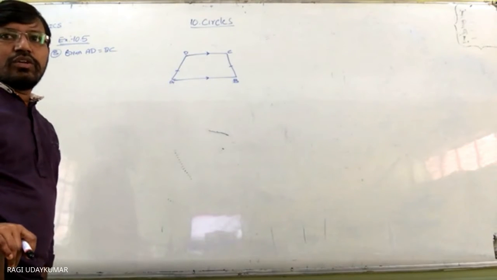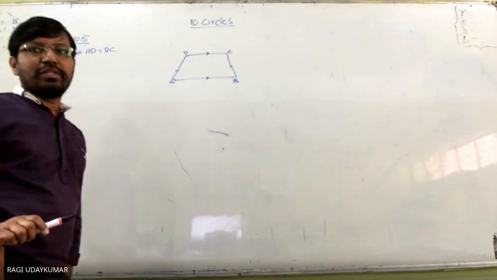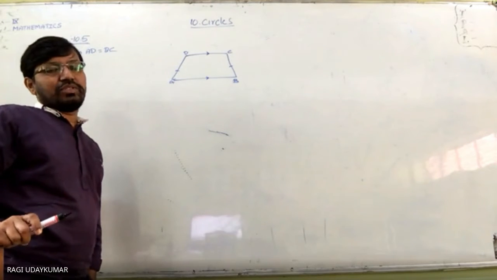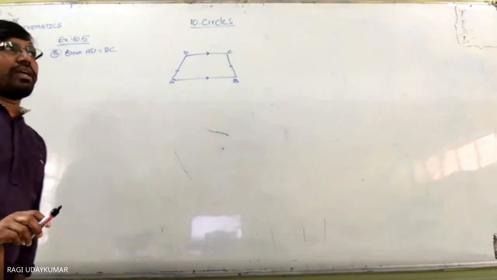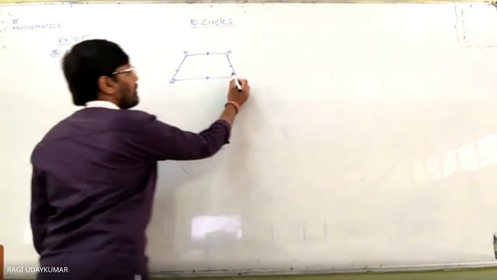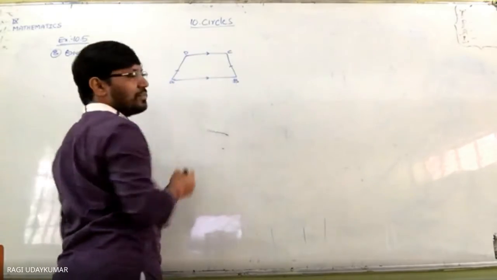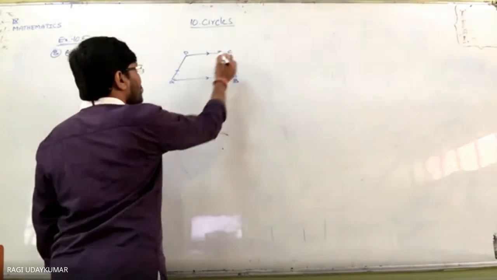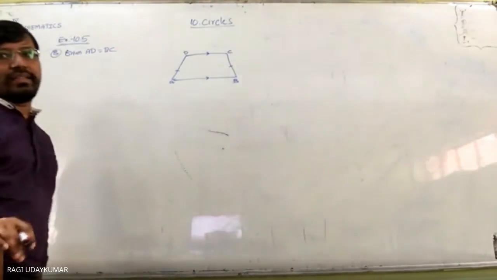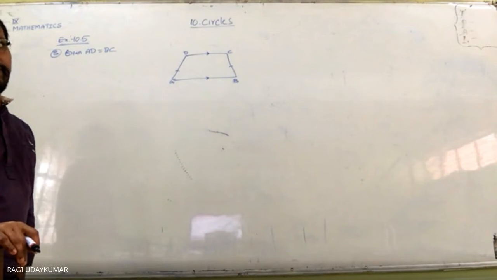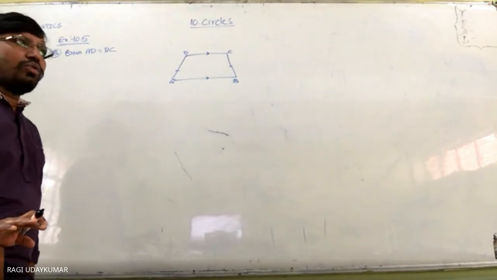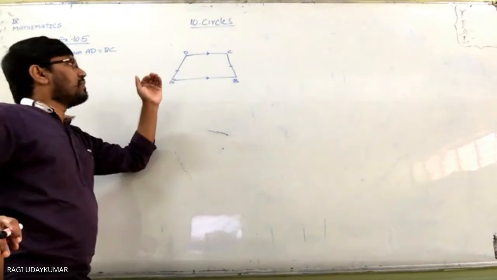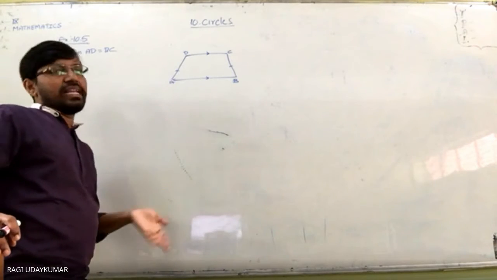So here we have to prove this trapezium is a cyclic trapezium. Cyclic we have to prove, right? If you are proving that the sum of this angle is 180 degrees, the sum of this angle is 180 degrees, then you can say that it is a cyclic quadrilateral. Okay? So sum of opposite angles is 180 degrees means it is a cyclic quadrilateral.